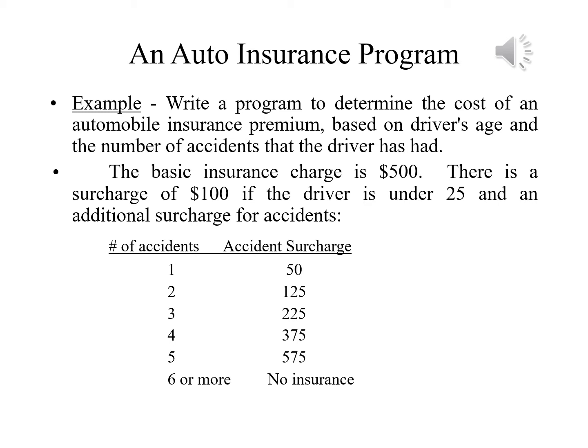If the driver is under 25, there's going to be a surcharge of an extra $100. And at the same time, regardless of the driver's age, there will be an additional surcharge based on the number of accidents. If it's one accident, it will be $50. For two accidents, $125. Three accidents, $225. Four accidents, $375. Five accidents, $575. Six or more accidents, and you're not getting insured by the company that we're looking at in this example.